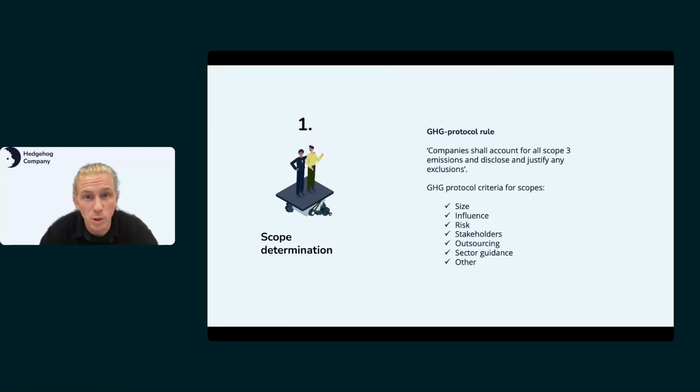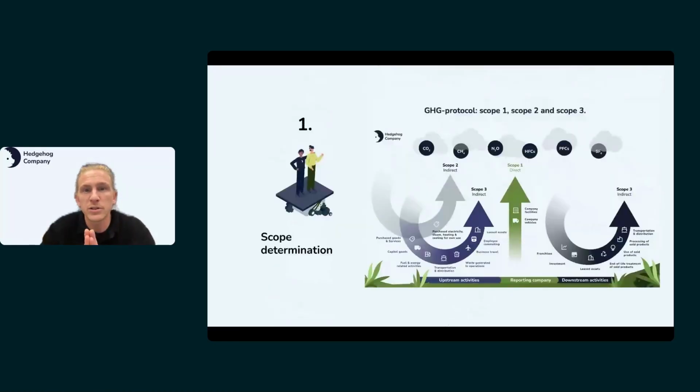by the GHG protocol. Basically, what the GHG protocol is stating is that companies shall account for all scope 3 emissions, besides scope 1 and 2, of course, all scope 3 emissions, and disclose and justify any exclusions. Hence, when we're looking at this figure, we are taking every scope into account. Only per scope that we are excluding, we must justify that decision.